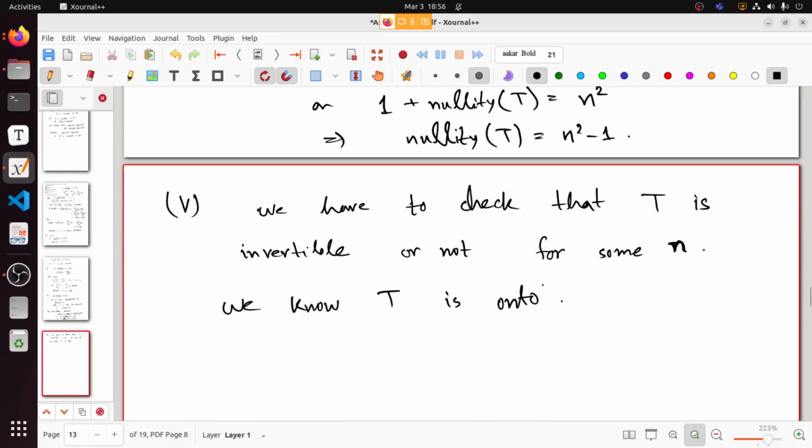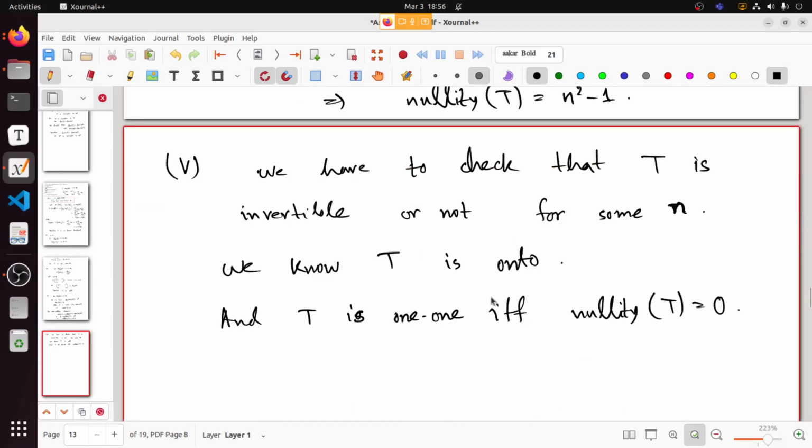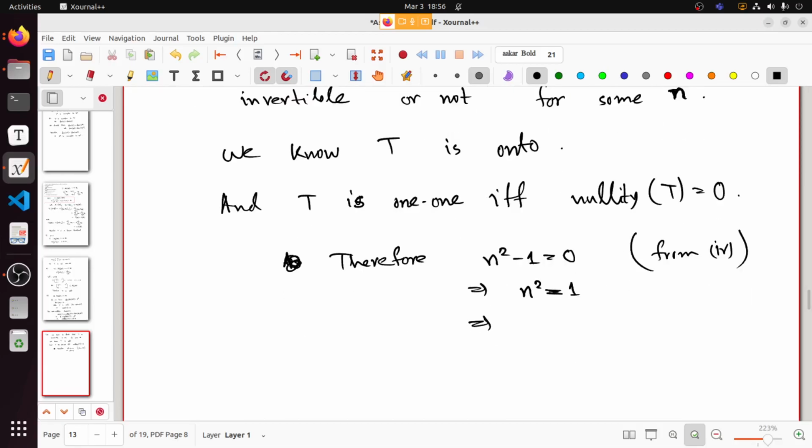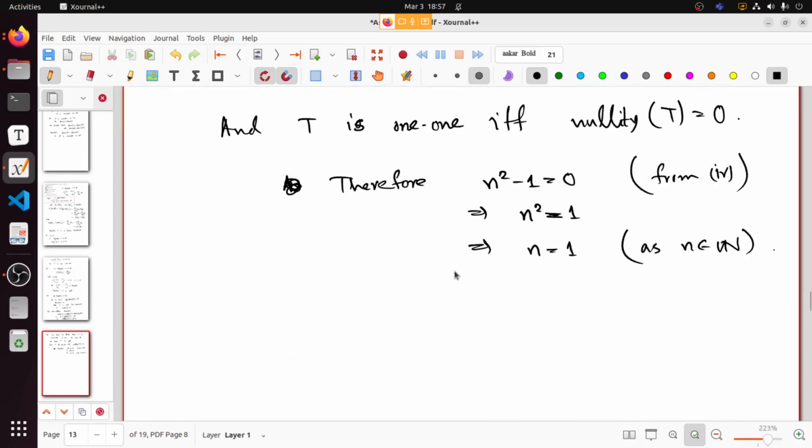T is 1-1 if and only if the nullity of T is 0, right? And what we got from option 4 is that the nullity of T is n square minus 1. So this should be 0. Therefore n square minus 1 should be 0, which implies n square should be 1, and n is a positive natural number, so n should be 1, as n can't be minus 1. So for n equals 1, T will be 1-1.